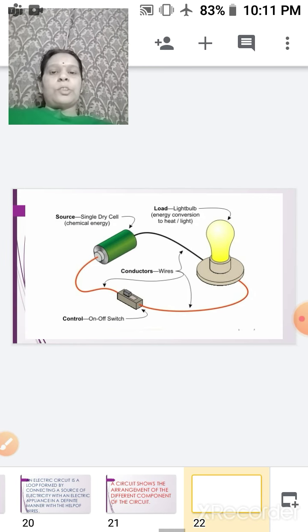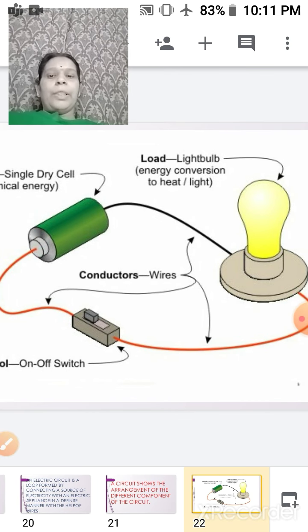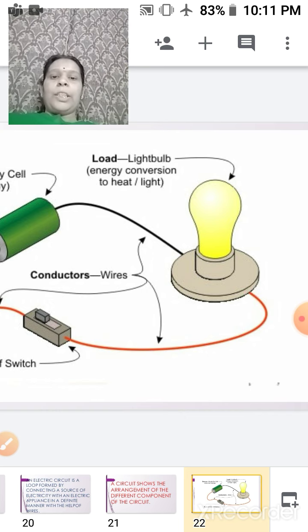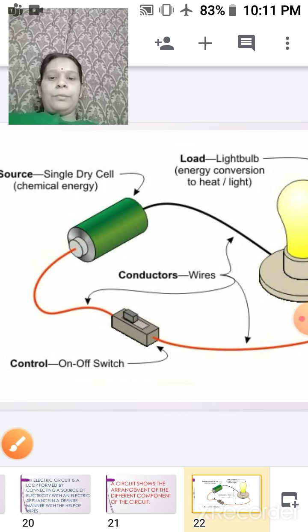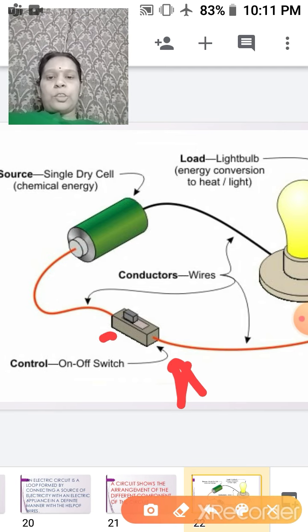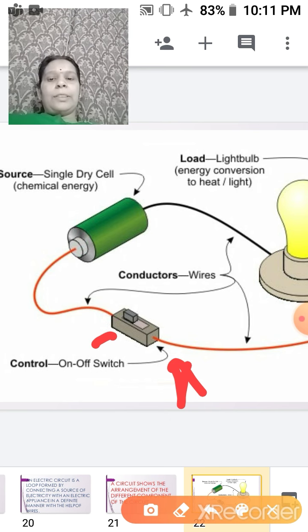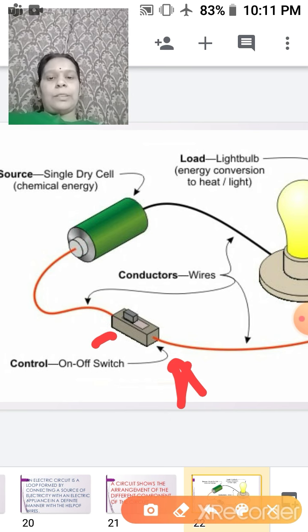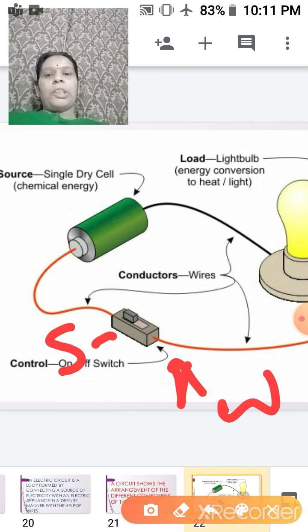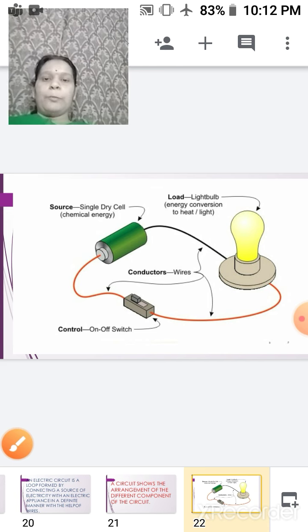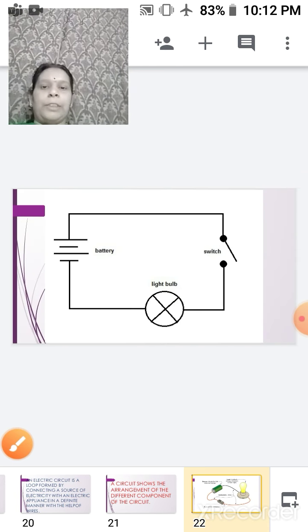When we talk of a circuit, as you already know, there are various components. We have the light bulb, then we have the wire, the switch, and the source of energy, that is your cell. Here you can see four things. Once again I will repeat, this is your wire, this is your switch, this is your cell, and this is the bulb. As soon as the switch is on, the current flows and the bulb is glowing.